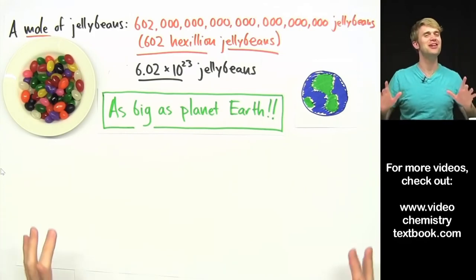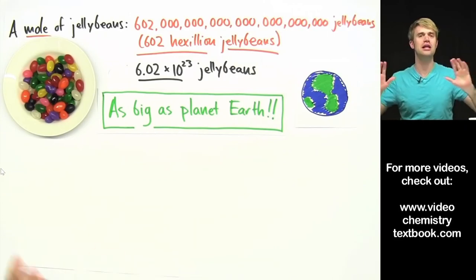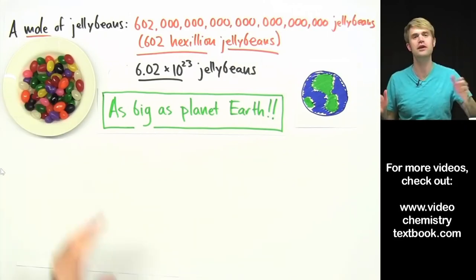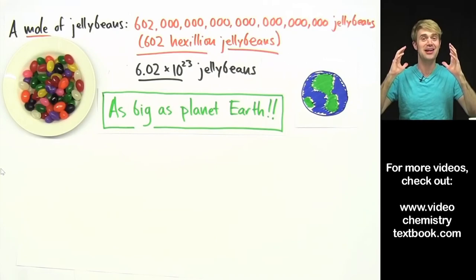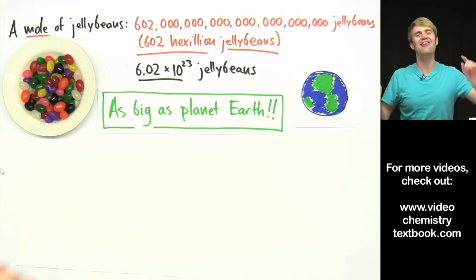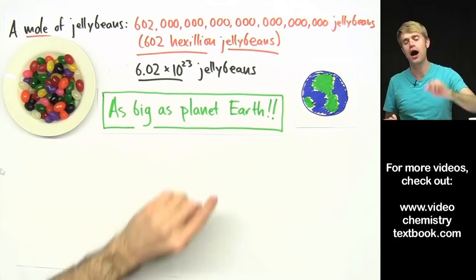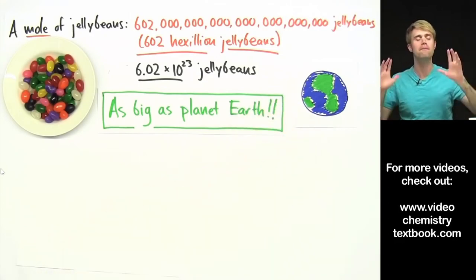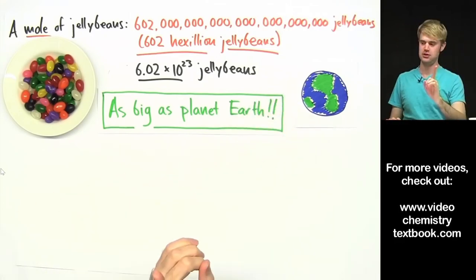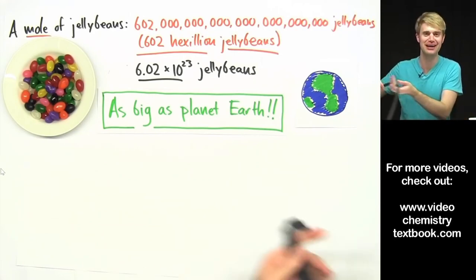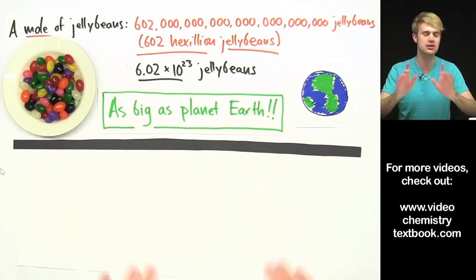Think about how many jelly beans there would be if every building in your town was made only of jelly beans, okay? Like, that would be a ton. Now, imagine how many jelly beans you'd have if the entire Earth were made of nothing but jelly beans. And that is how big a mole of something would be.